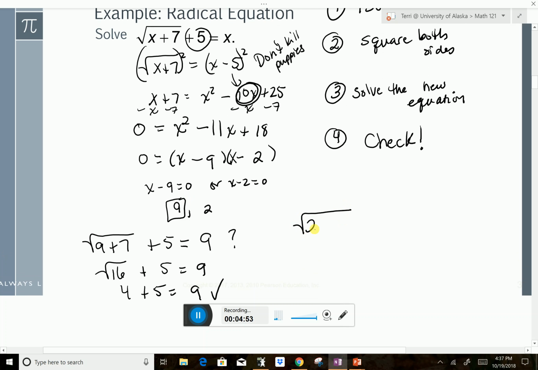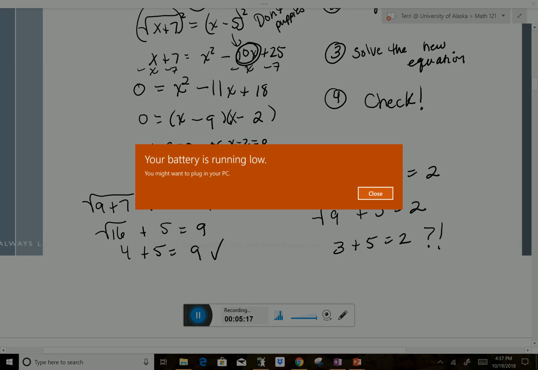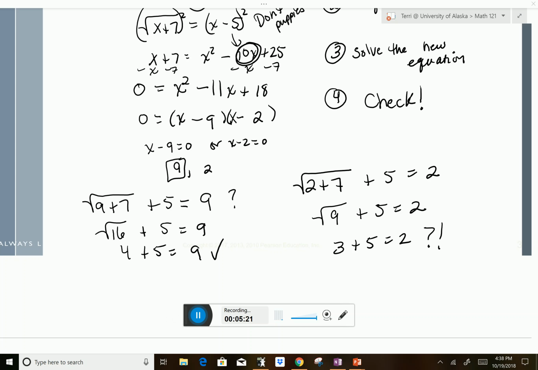So the square root of 2 plus 7 plus 5 equals 2. So now we have the square root of 9 plus 5 equals 2. 3 plus 5 equals 2. What? That's not correct. Now, negative 3 does, but when we squared it, we took that out. We made that a positive 3. So that's how that happens. So you can see if that had been a negative square root, this would have worked. But when we did that squaring, we took out the possibility that it was a negative. So it does not work and it's not correct.